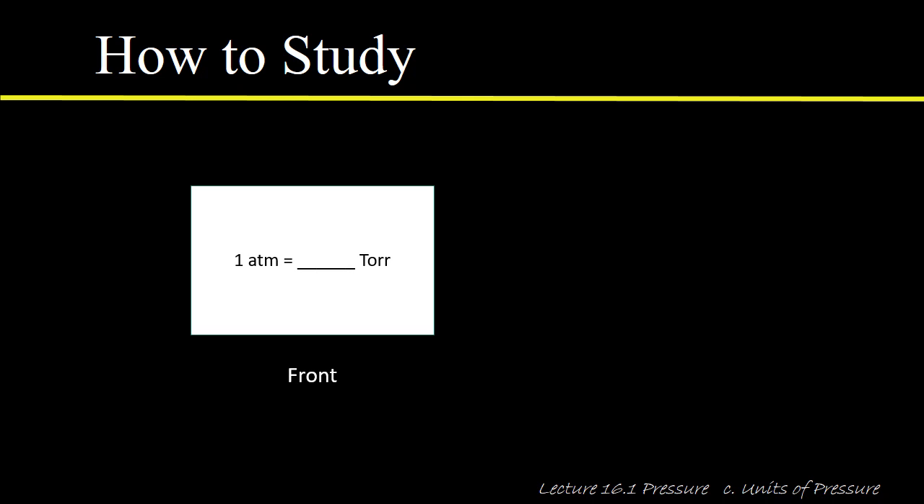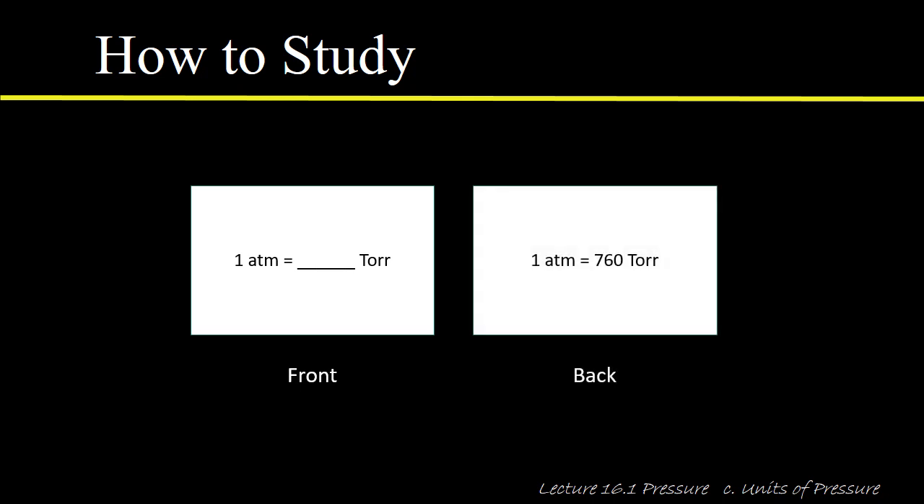For example, just put on the front, 1 atmosphere is equal to some number of torr. And then on the back, fill that in. 1 atmosphere is 760 torr. You make maybe 8 or 10 of these for the facts on the previous slide. Go through those, and you'll have them in about 5 or 10 minutes. You'll have everything down, and you'll be ready to go. Okay, and you'll have an easy way to review them. So I highly recommend flashcards for these different pressure units.